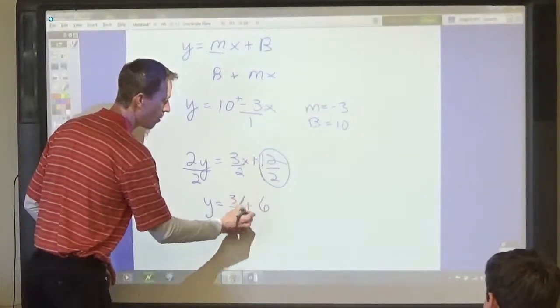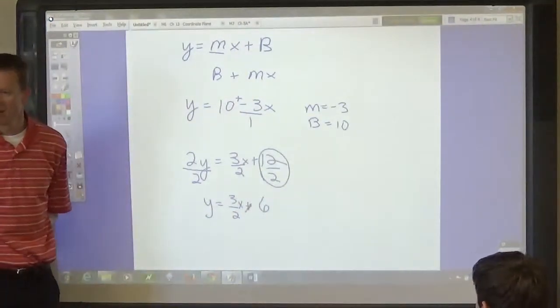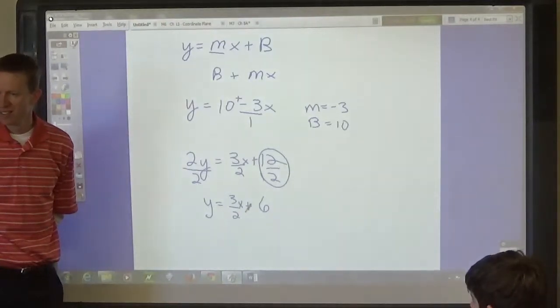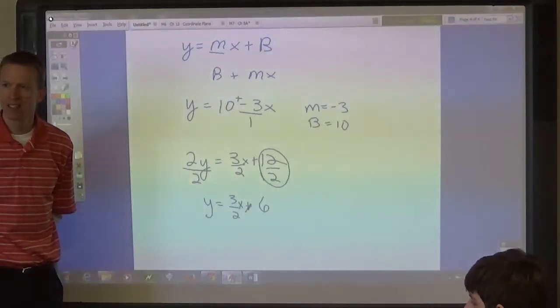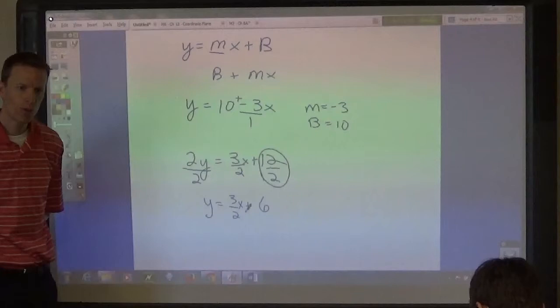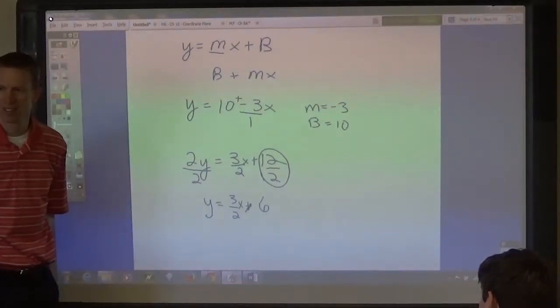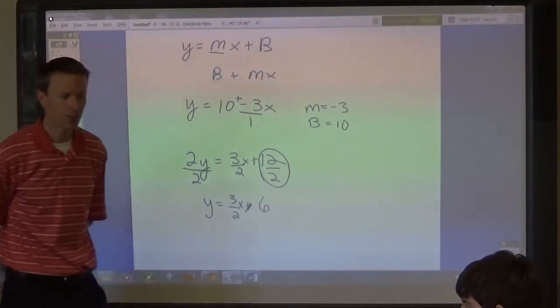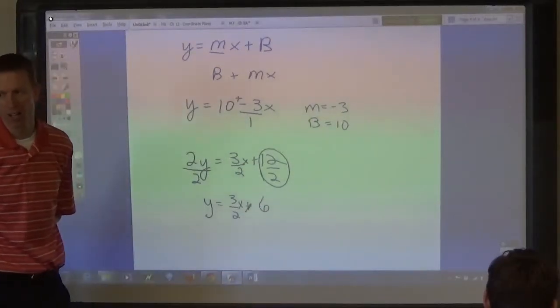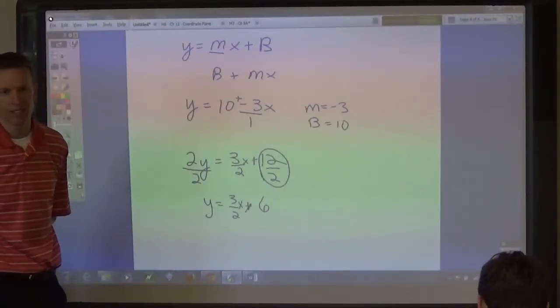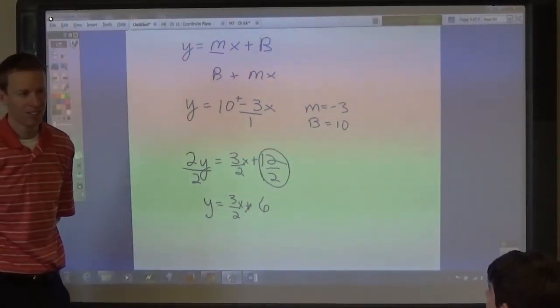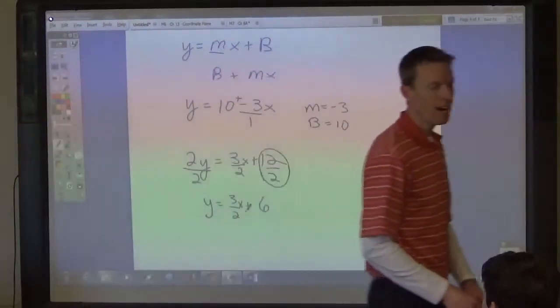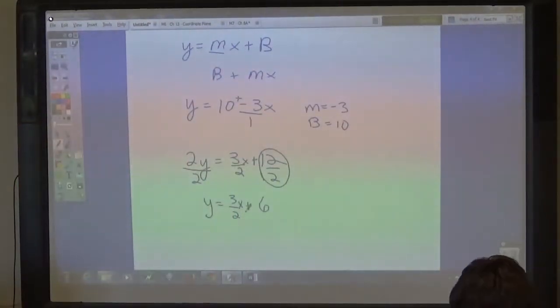So what is the slope? And what's the y-intercept, Lydia? 6. Good. Any questions? So you have to solve these for y and then identify the m and the b. Okay? All right. Do the odds for tomorrow.